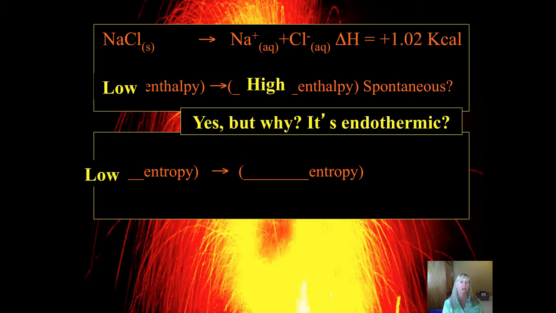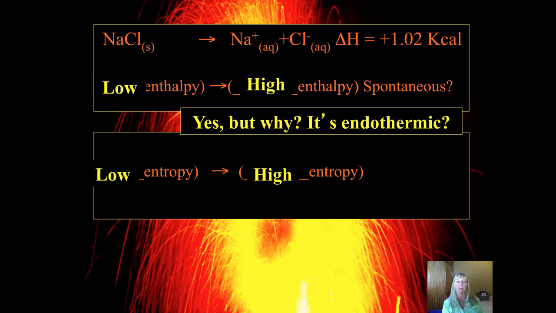And the reason is because you are increasing the entropy. Specifically, 1 mole of salt makes 2 moles of ions. And anytime you're making more products from the original reactants that you started with, you're going to increase entropy or disorder.